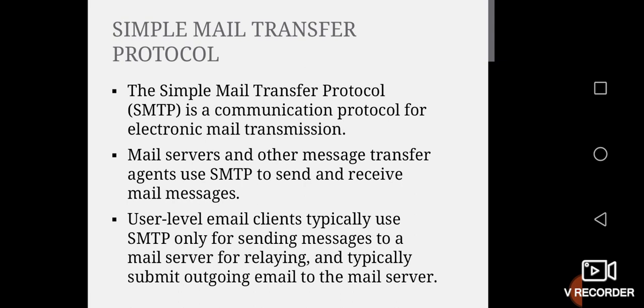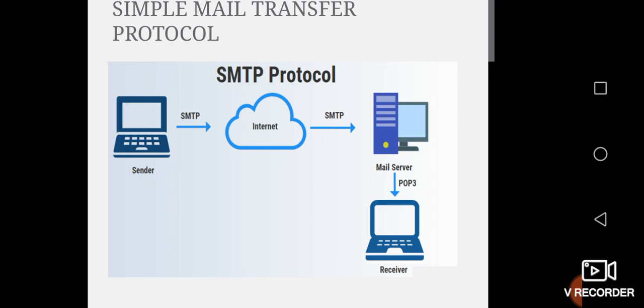Then we are going to learn about Simple Mail Transfer Protocol. It is a communication protocol for electronic mail transmission. Mail servers and other message transfer agents use SMTP to send or receive mail messages. User-level email clients typically use SMTP only for sending messages to a mail server for relaying, and typically submit outgoing email to the mail server. Here we are using SMTP just for sending the messages, but in order to receive, you have to have either Post Office Protocol or Internet Message Access Protocol in order to access those messages.